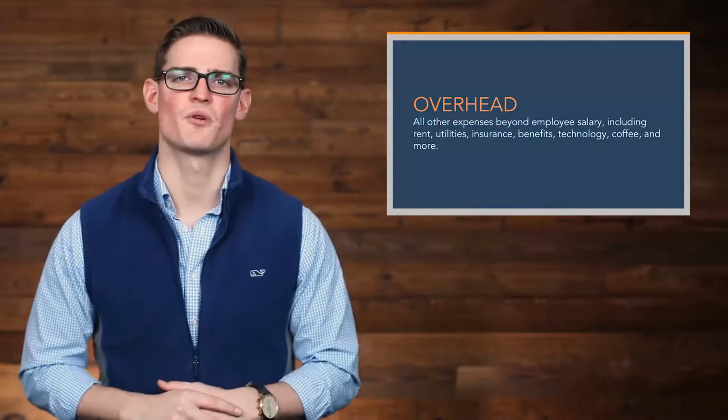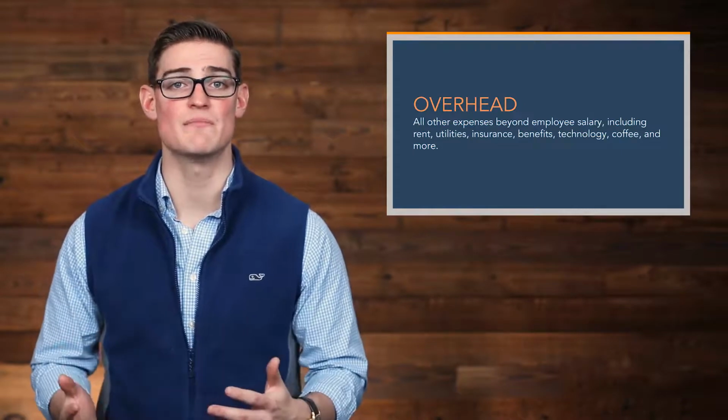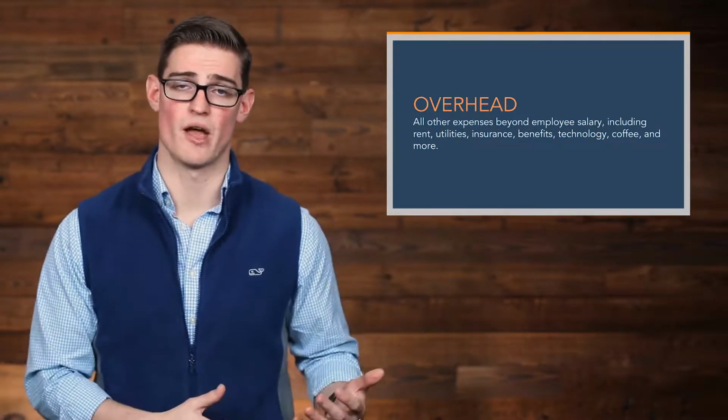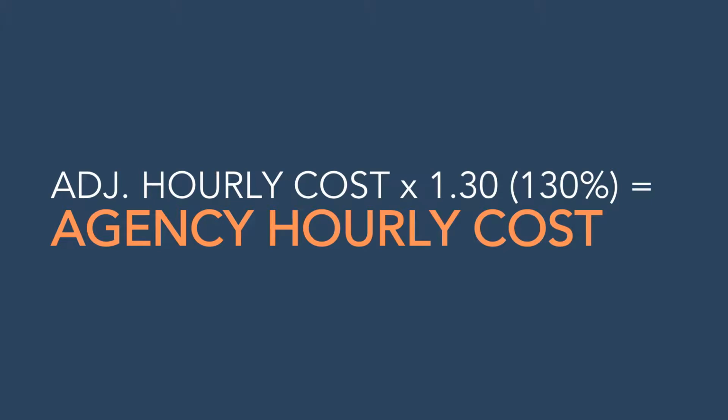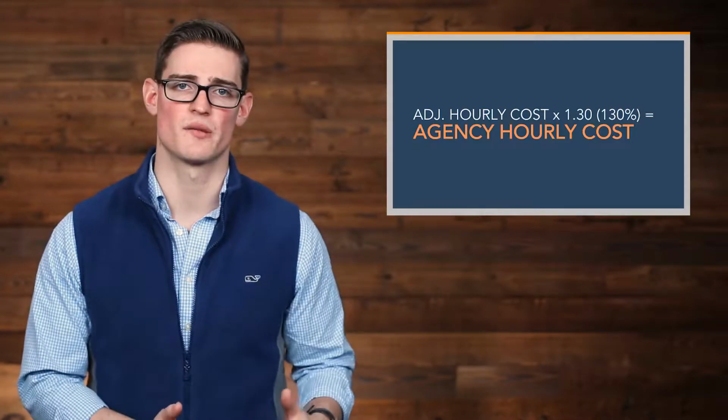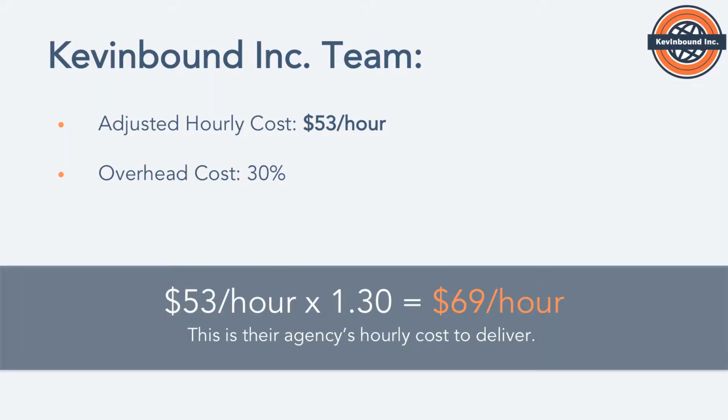While the preferred method would be to calculate total expenses for each team member with salary plus overhead, HubSpot has researched and discovered that the average overhead for agencies is 30%. So for the final step in this calculation, take your adjusted hourly cost. As a reminder, Kevin Bound is $53 an hour, and multiply it by 1.3. This is to account for 130% of your salary. So at Kevin Bound, their agency's hourly cost is $69 an hour.